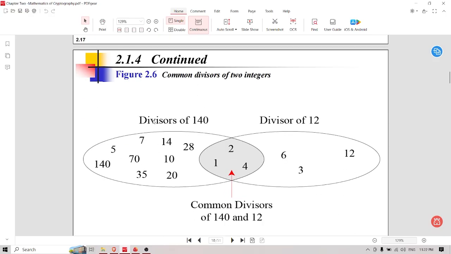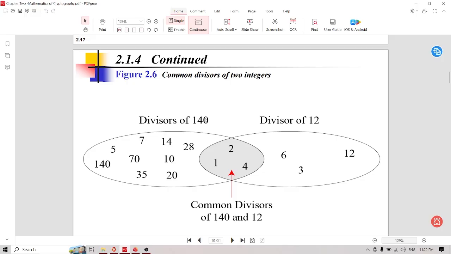Now we have divisors of 140. The common divisors for two integers, we will find the common divisors for 140 and divisors for 12. Now each one has its own set. However, 1, 2, 4 are common. By another meaning, if we divide 140 by 1, by 2, by 4, we will have a whole number with no fraction. Same for 12.